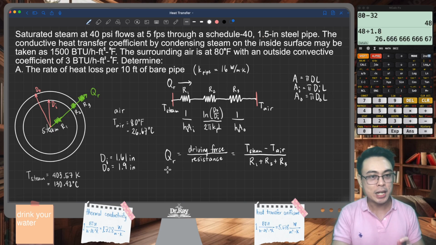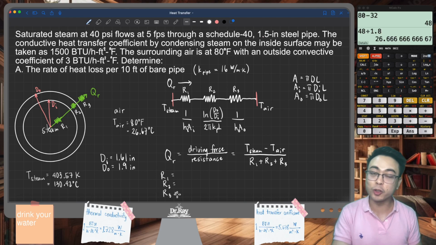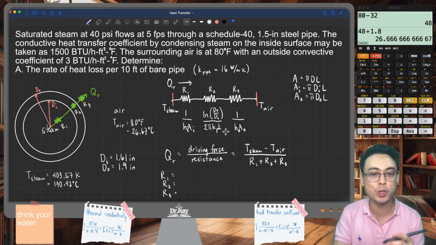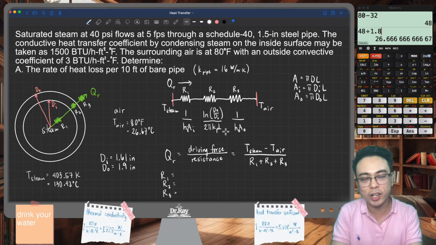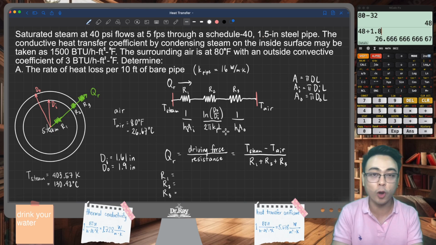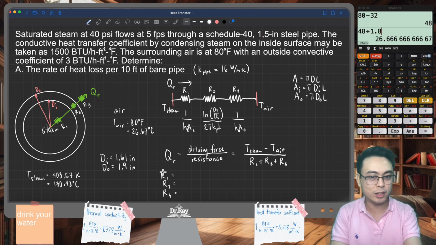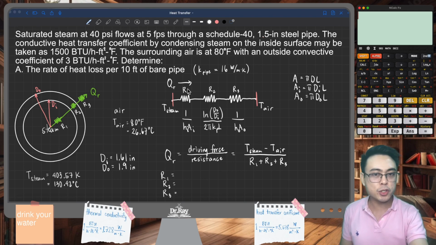Now, for simplicity, let me show you how I calculate the individual resistances, and then later we can add them all up and come up with the rate of heat transfer. So let's have here values of R1, R2, and R3. If you're already comfortable at this point in substituting this directly into your calculator, feel free to do so. But in some calculators, it might not fit if you do it all at the same time. So let's calculate the resistances individually. Let me do that in my calculator here. So let's start with R1.